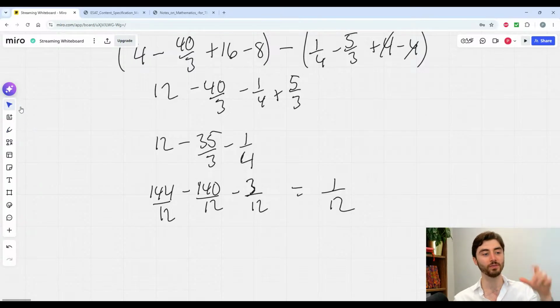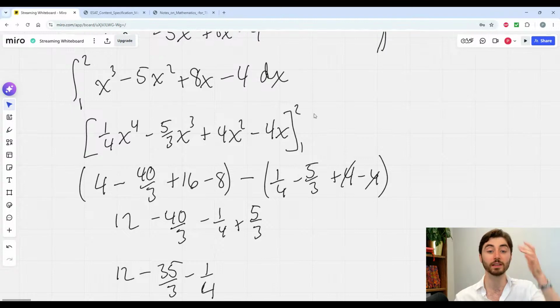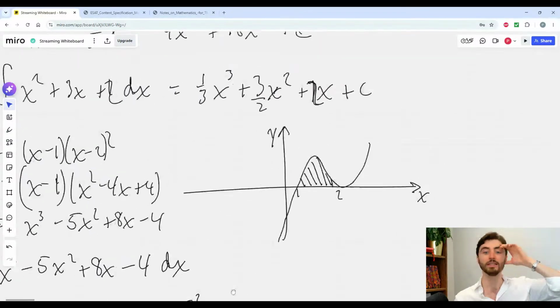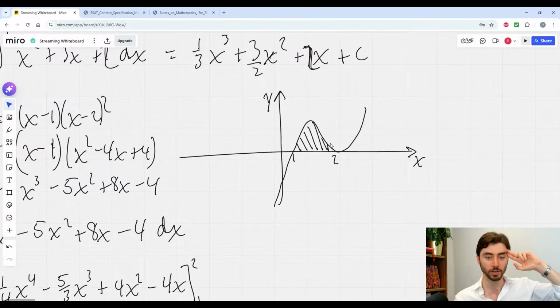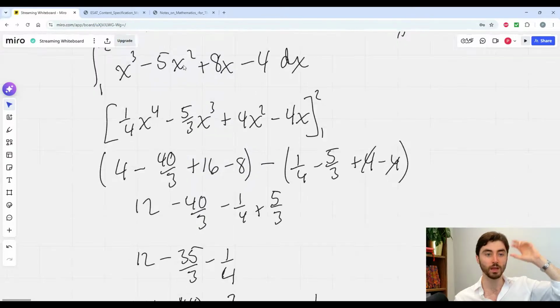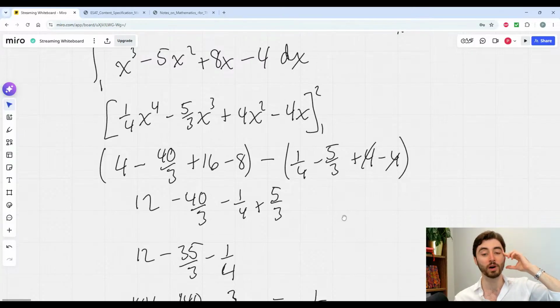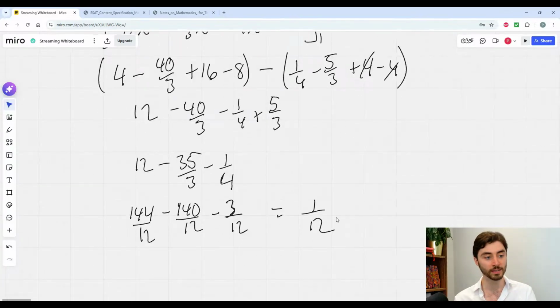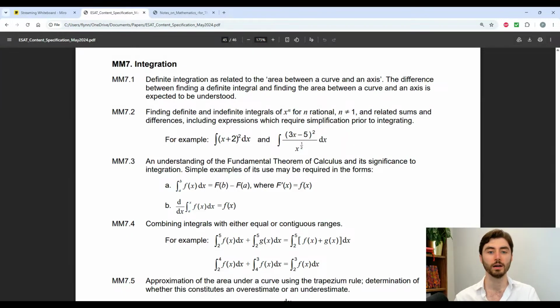Right, so that's how you do definite integration. Definite integration finds you the area under a curve between two points. You integrate the expression, you substitute in the top value, and you subtract off what happens when you substitute in the bottom value, and that gives you the exact area. So that gives you the area between a curve and the axis.